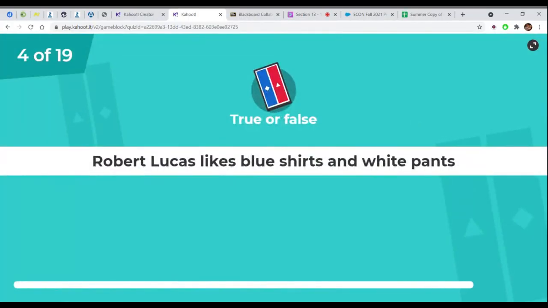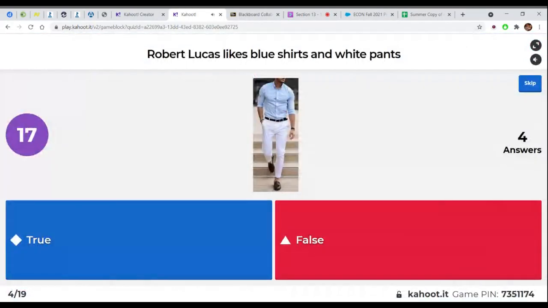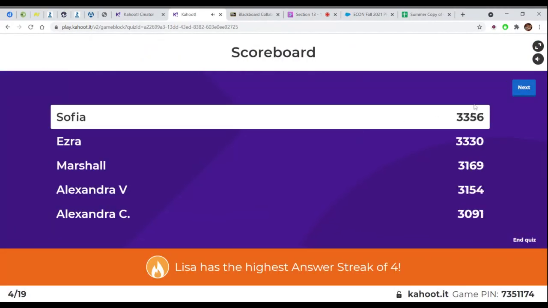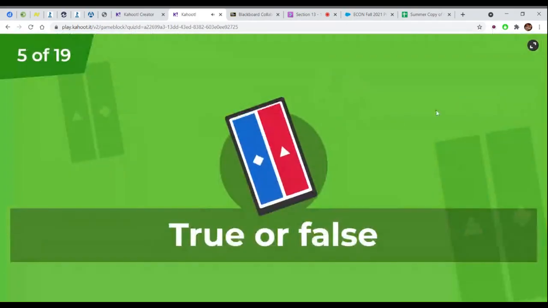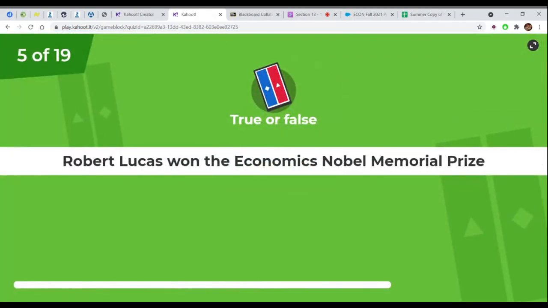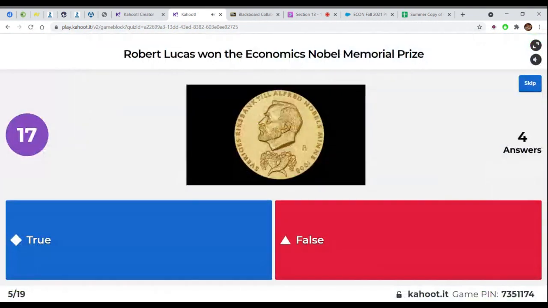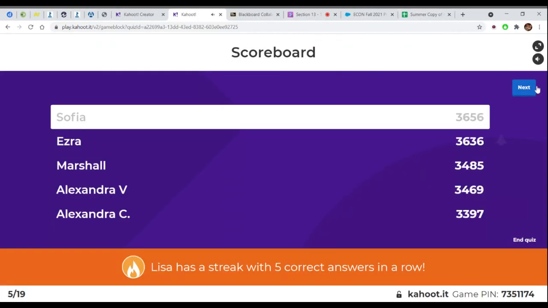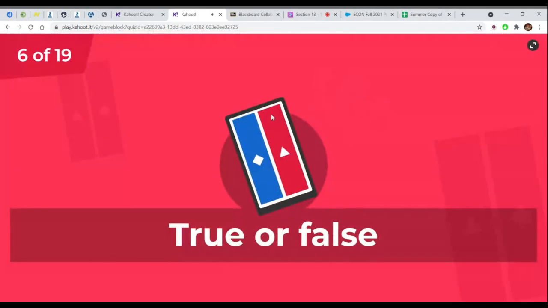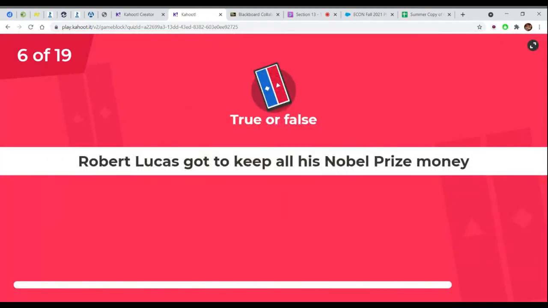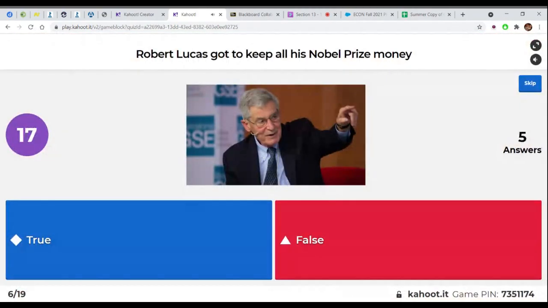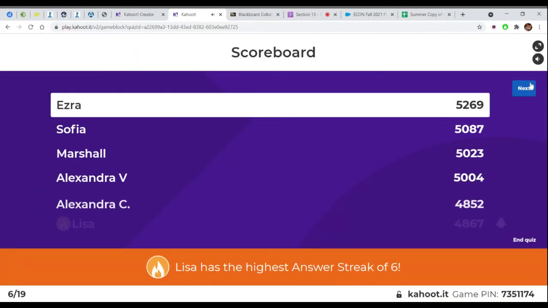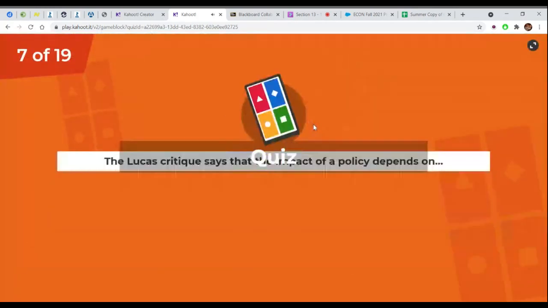Question 4. Robert Lucas likes blue shirts and white pants. True or false? That's right. He does. If you ever see him, check it out. True or false? Robert Lucas won the Economics Nobel Memorial Prize. He did. That's right, in 1995. Good job, Ezra. True or false? Robert Lucas got to keep all of his Nobel Prize money. Nope, his wife took half of it. Very good. Or ex-wife, I dare say.